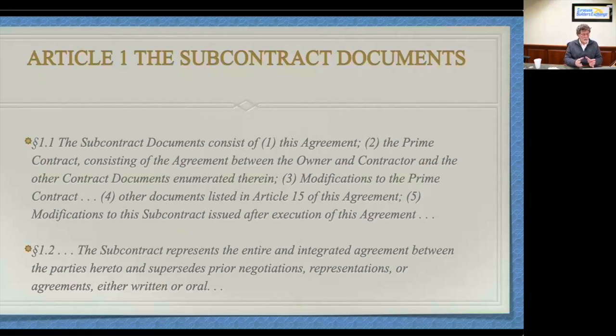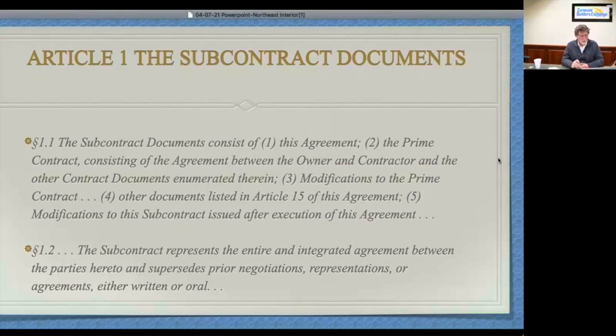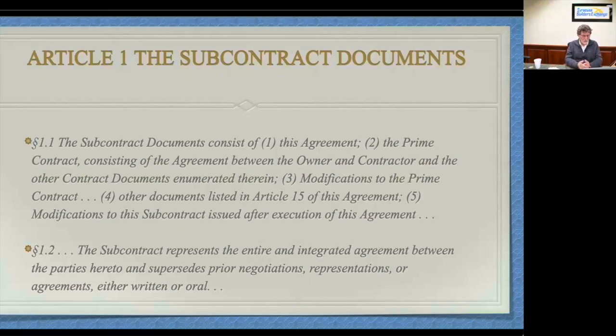My experience has been that GCs and primes tend to think that a flow-down clause brings more down than it really does, okay? And we're going to talk about that in some detail in a second. But the language in front of you is the typical type of language that we see for a flow-down situation, okay? The subcontract documents consist of this agreement, the subcontract. This is, by the way, the AIA A401 now. And the prime contract, okay? And any modifications, changes to the prime contract, and then other stuff that might be listed later in the subcontract in Article 15, where there's an enumeration of contract documents, okay? And then the subcontract is the entire integrated deal between the parties, between the GC and the sub, okay?